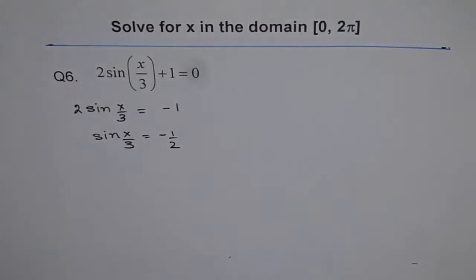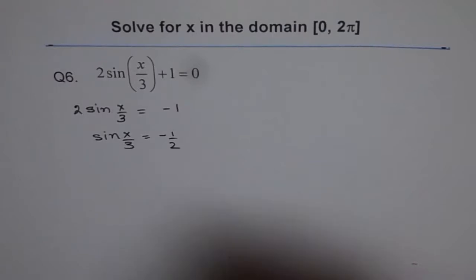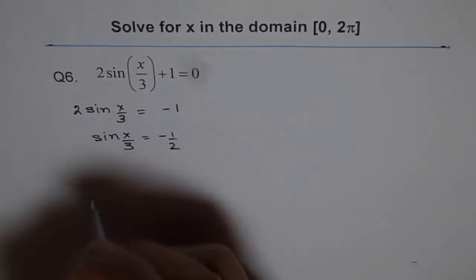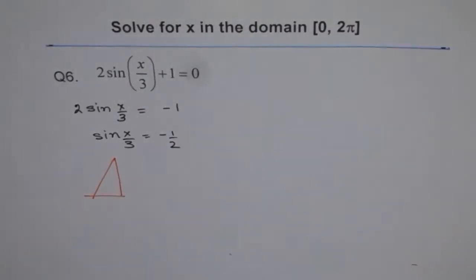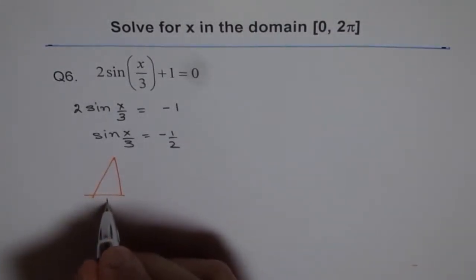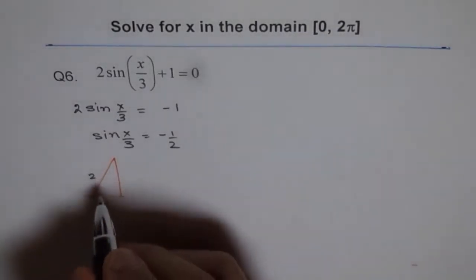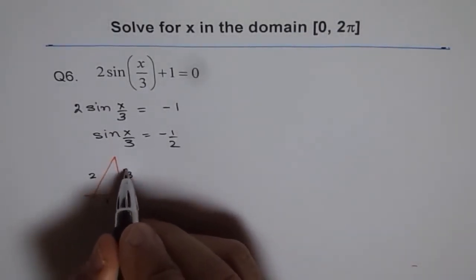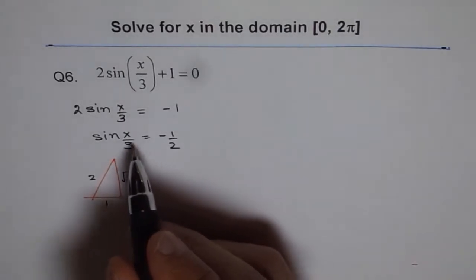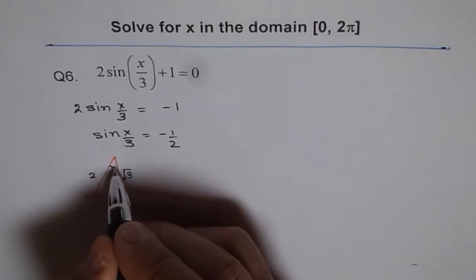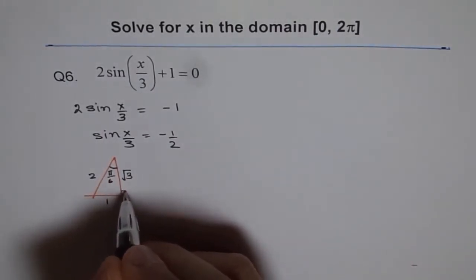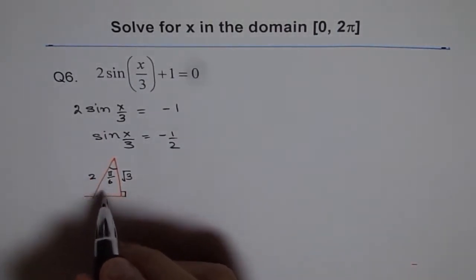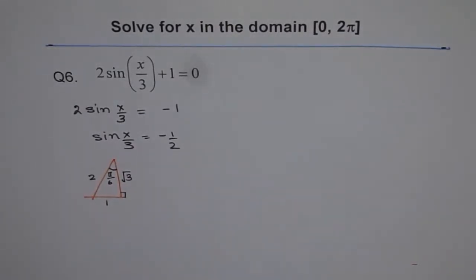So half. Now you can use a special triangle and then figure out when sine is half. So we have this side as 1, this side as 2, and this is square root of 3 in a triangle. We want sine to be half. That means we are looking at this angle, which is pi by 6, right? That's the right angle triangle. So sine of pi by 6 gives you half.